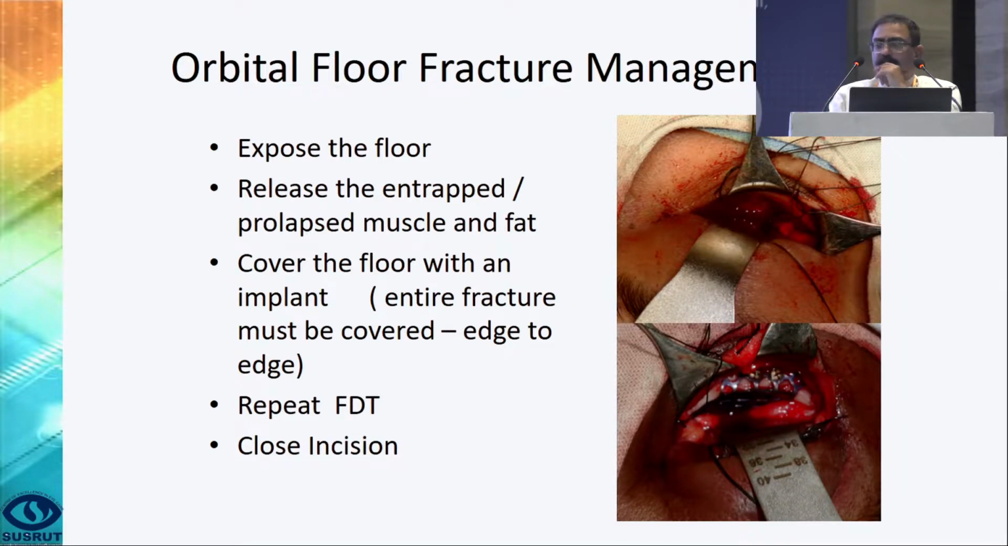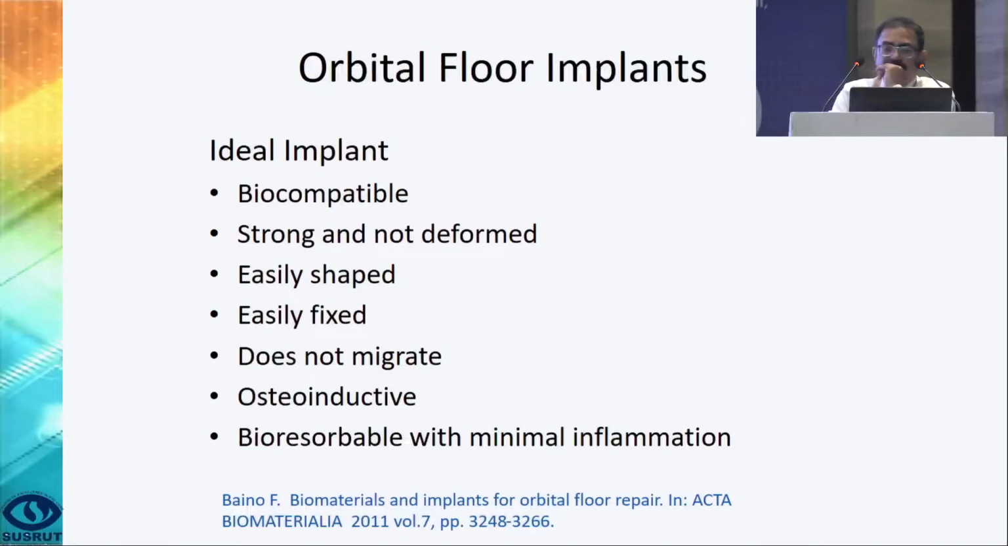Now, how do we manage fractures? First thing is you expose the floor. So you do a swinging eyelid incision, go into the floor. The important thing is to release the entrapped tissue, and there's the muscle or the fat or both. And then you have to cover that floor. So in a child, you actually need to increase the size of the fracture. So you have a thin hairline fracture, you have to increase the size of the fracture. We use bone punch for that, so that you can release the trapped contents, bring it back into the orbit, and then you have to cover it. You do not reduce fractures in this situation, right? You just cover it with an implant. Repeat the force duction test to ensure that you've released the tissues, and then you close the incision.